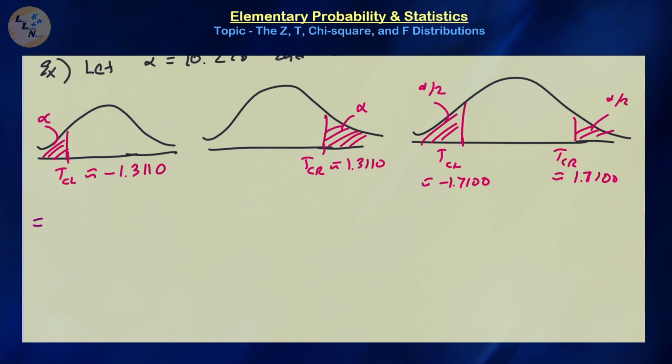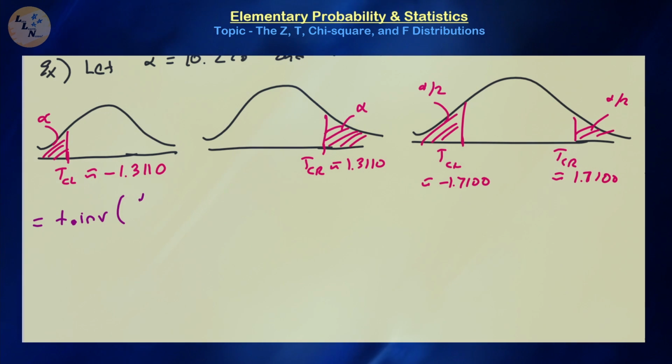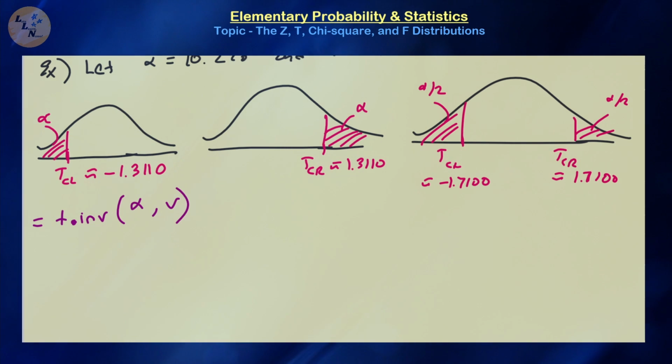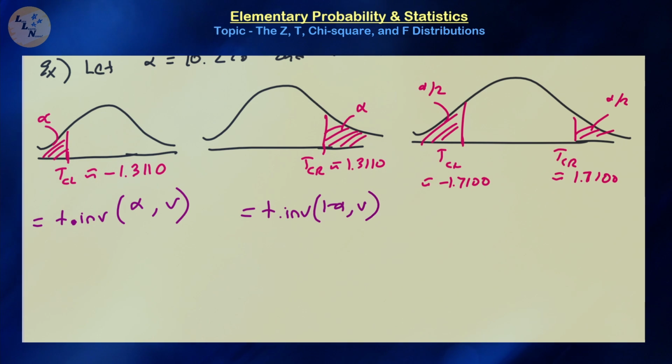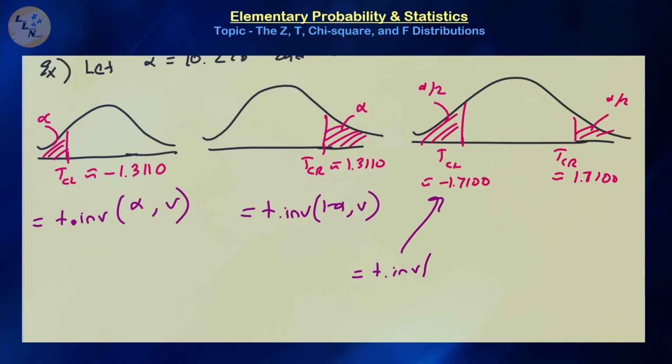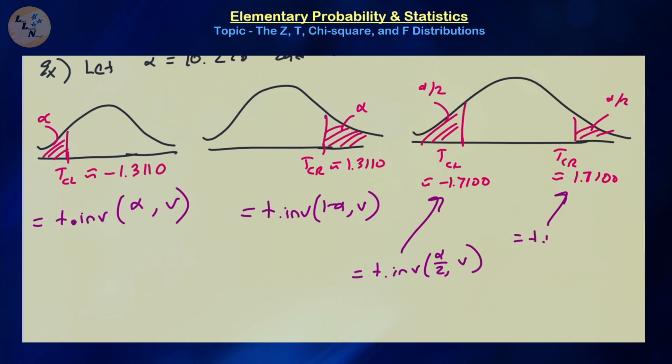In Excel, how am I generating these values? You can use equals T.INV, so T.INV, what's that dot doing there, of alpha, comma, v, or nu, depends how you read that letter. The right tail critical value is going to be equal to T.INV of 1 minus alpha, comma, nu. The left critical value for the two-tailed test is going to be equal to T.INV of alpha over 2, comma, nu. And the right one is going to be equal to T.INV of 1 minus alpha over 2, comma, nu. And that's how you can calculate critical values for the t distribution.